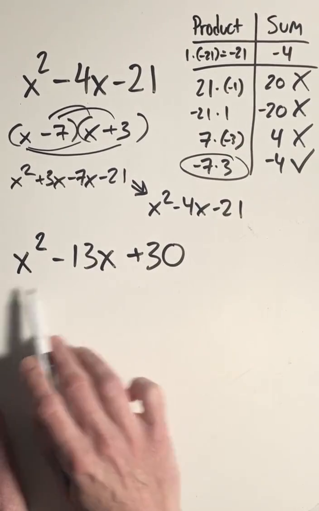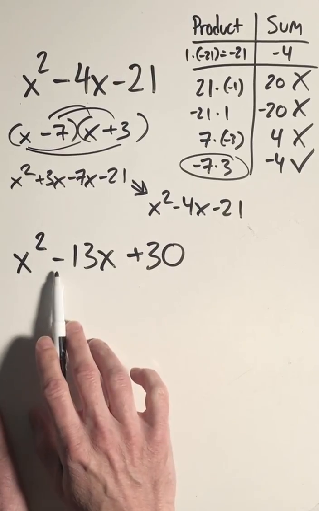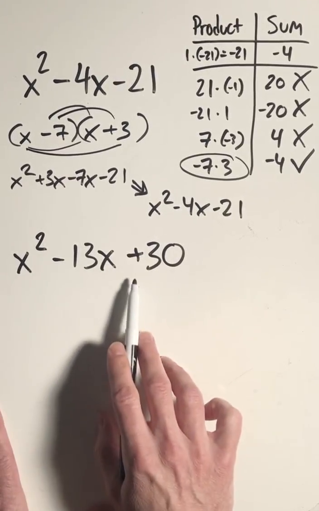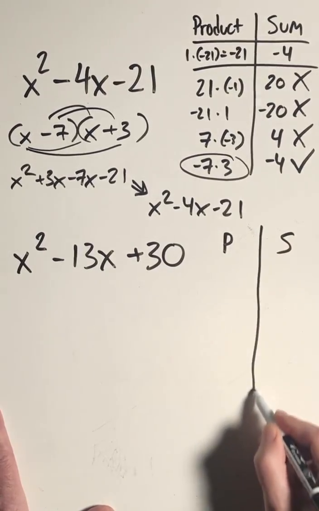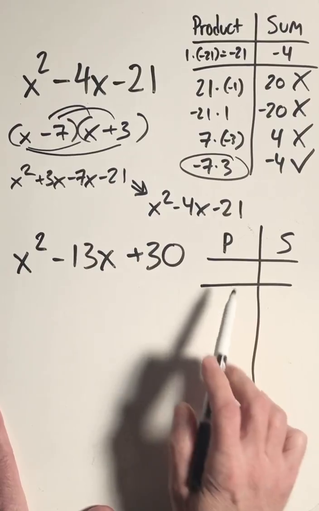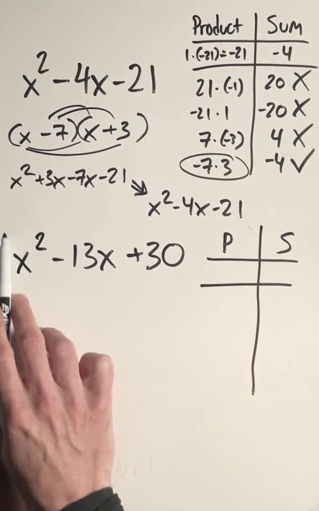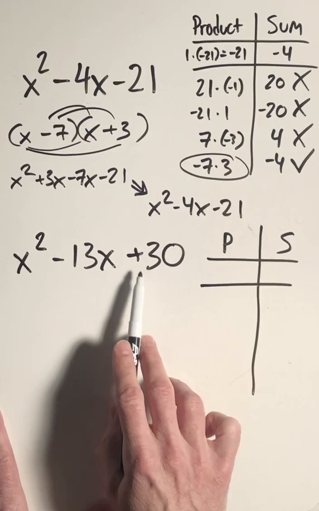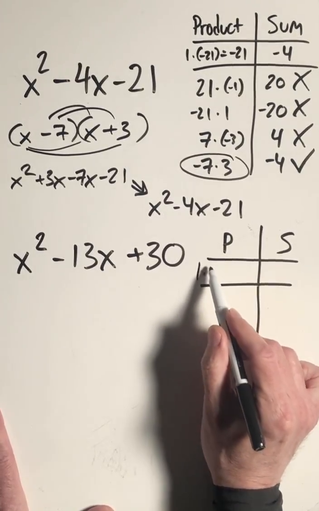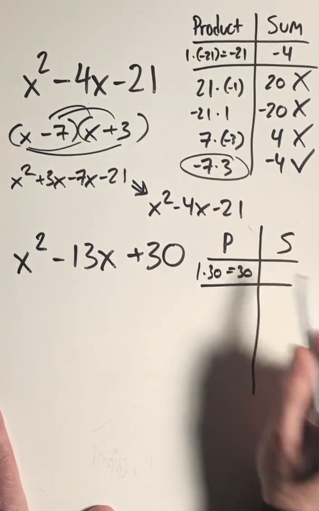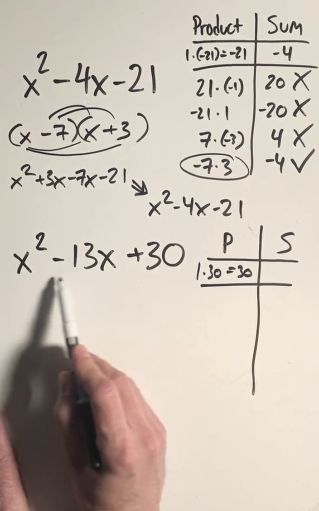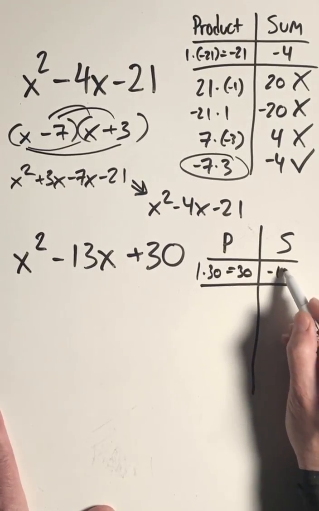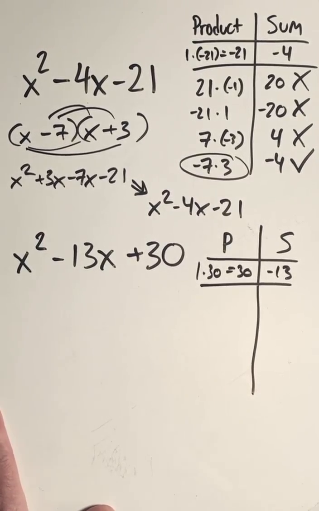We're going to follow the same structure and logic with this polynomial that has a negative sign before the second term and a positive sign before the third term. So I'm going to start with a product-sum table. My product is always going to be my leading coefficient, in this case 1, times my constant of positive 30, so 1 times 30 equals 30. The sum will always be the coefficient, including its sign, of the middle term, so my sum will be negative 13. So I'm looking for two numbers that multiply to 30 and add to negative 13.